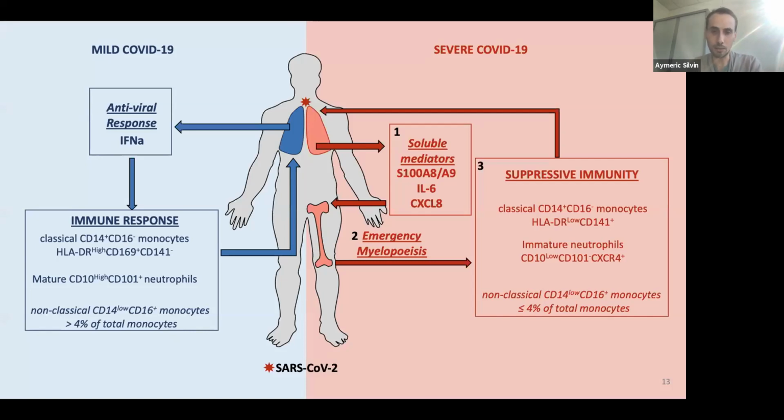And this chronic inflammation could induce an emergency myelopoiesis, and this will induce the appearance of classical monocytes that lost their HLA-DR, so that are more immunosuppressive, the appearance of immature neutrophils that secrete a huge amount of calprotectin, and the loss of non-classical monocytes. So this is our discovery about COVID-19.